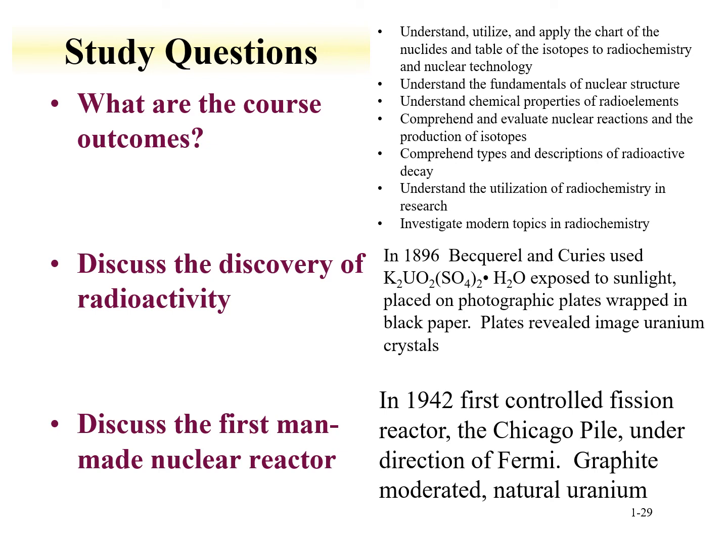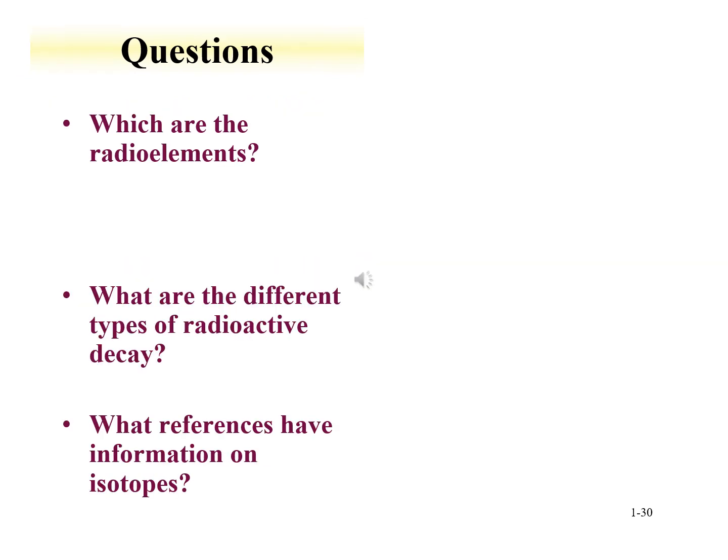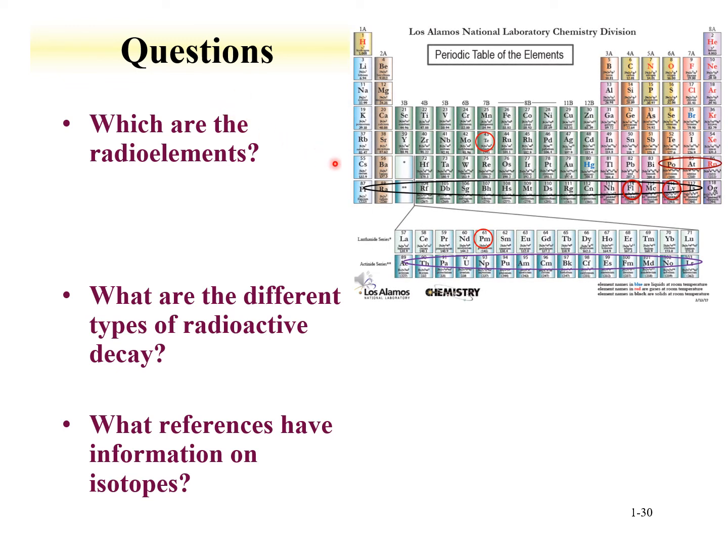It was a graphite moderated natural uranium reactor. We'll describe how the moderators, either water, deuterium, or graphite, influence the behavior of neutrons in a reactor. Other questions you should be able to answer include, what are the radioelements? As is shown here on the periodic table, all elements with a Z greater than 83 are radioactive, hence they're only available as radioactive isotopes. And there are two elements with Z less than 83, technetium and promethium, which are also only radioelements.